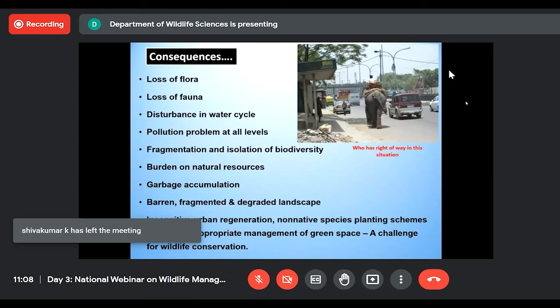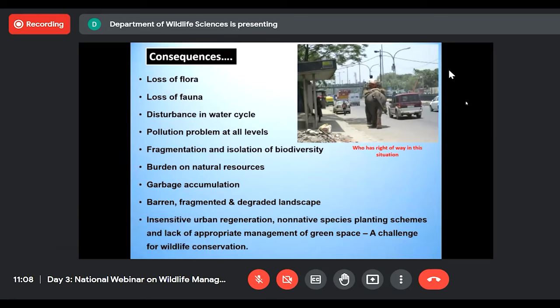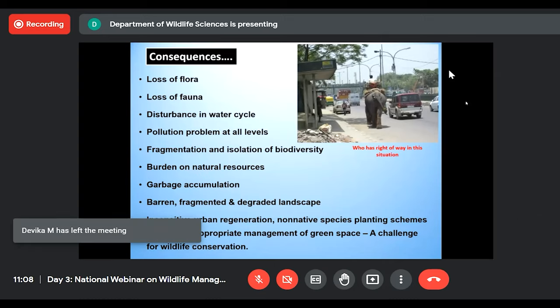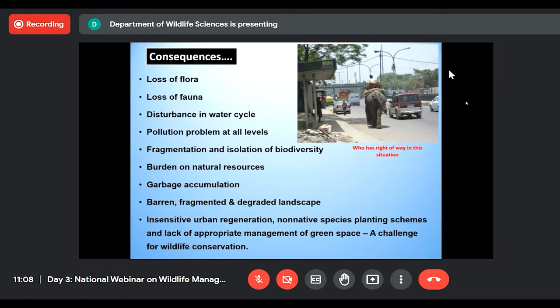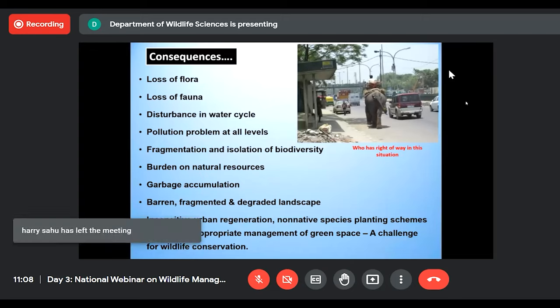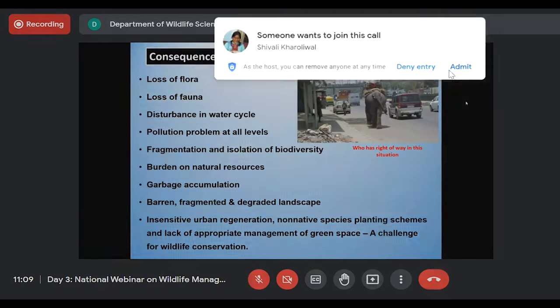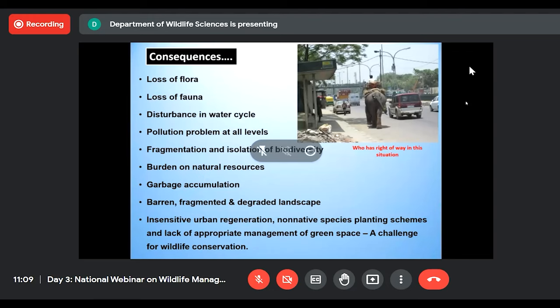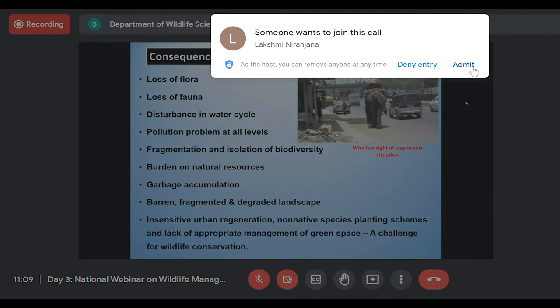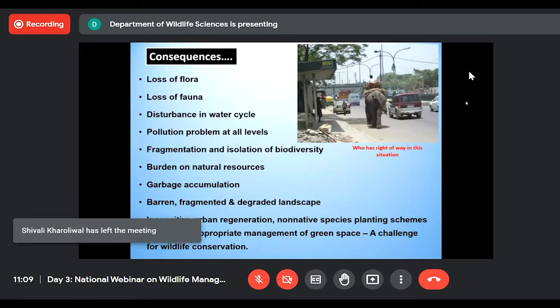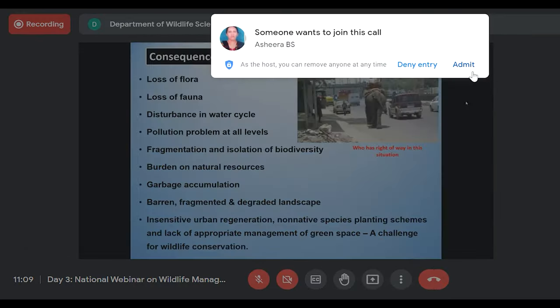So what are the consequences if you develop a mega city or the surrounding areas touching the suburbs of mega cities? You lose flora, you lose fauna, there is disturbance in the water cycle, pollution problems, loss of biodiversity, burden on natural resources, you accumulate garbage, you get barren, fragmented, degraded landscapes, and moreover, intensive urban regeneration. This is what a typical city has, with unplanned settlements coming up, because big cities require facilities from the surrounding areas. The second is non-native species planting schemes and lack of appropriate management of green spaces, a challenge for wildlife conservation in the surrounding areas. I will just quote the example of Delhi. It expanded to a radius of almost 100 kilometers. So you can imagine the impact mega cities are having on the wildlife or the wild habitats of any area. Next, please.